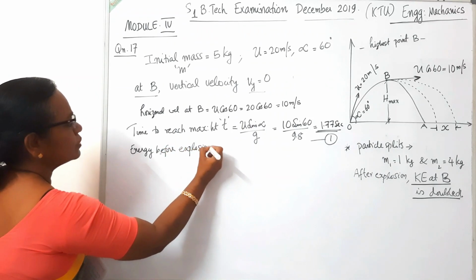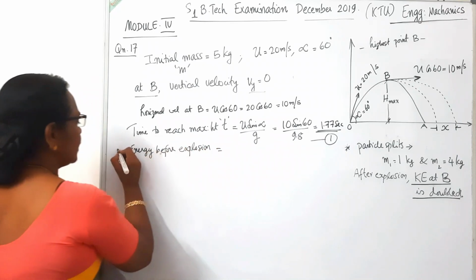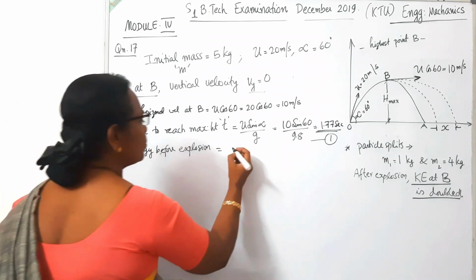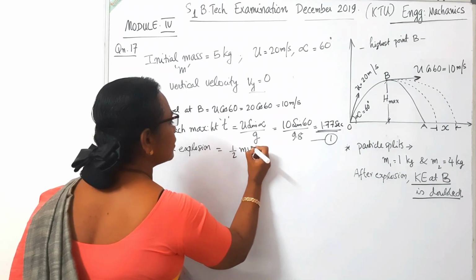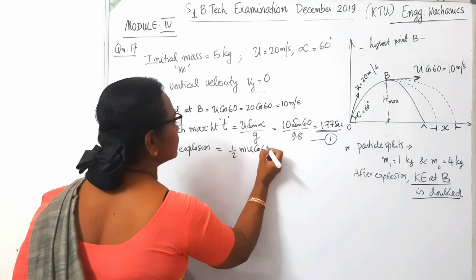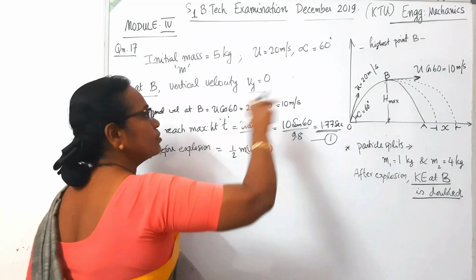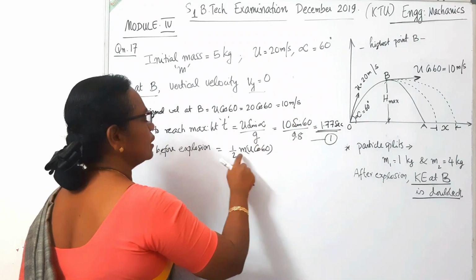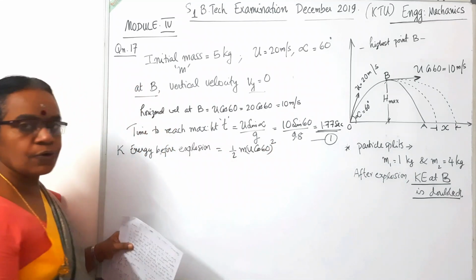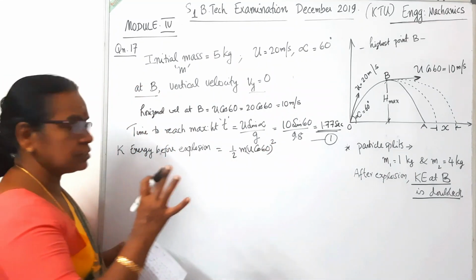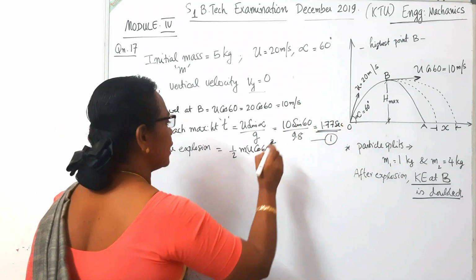Kinetic energy before explosion is half m v square. V is equal to u cos 60, isn't it? The initial velocity, the velocity at that particular point, is u cos 60. So half m v square, half m (u cos 60) the whole square, is the kinetic energy of the system before it explodes.